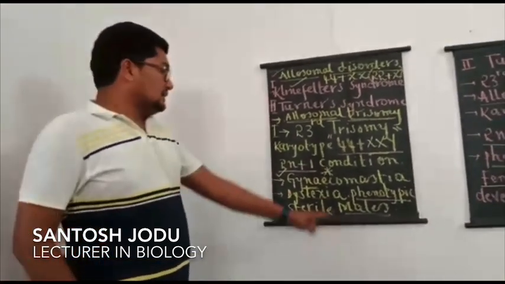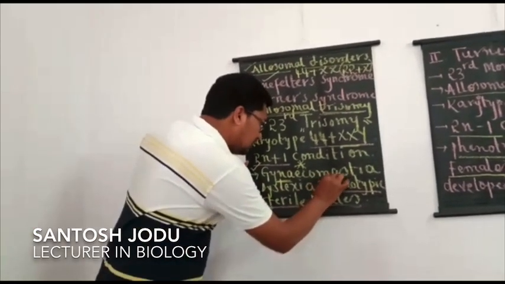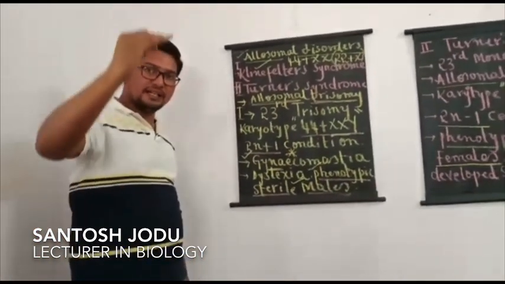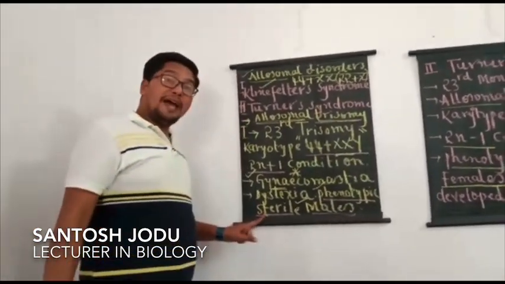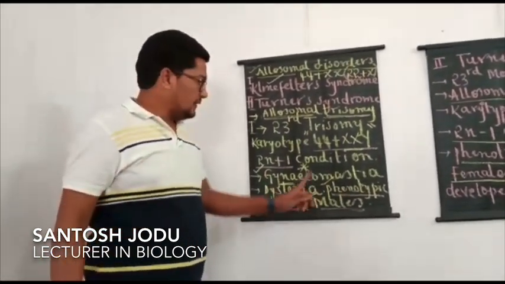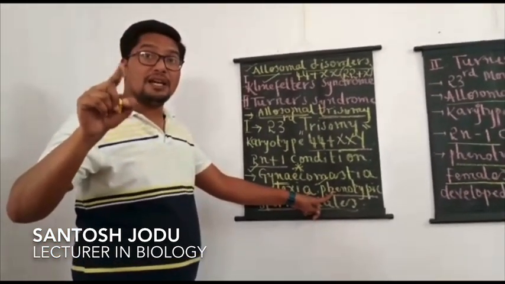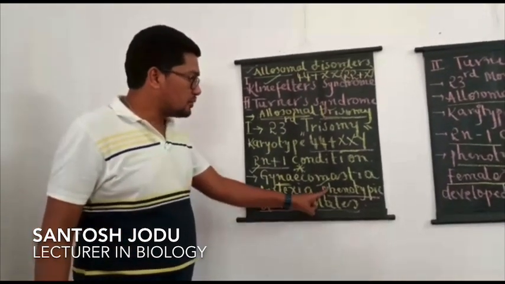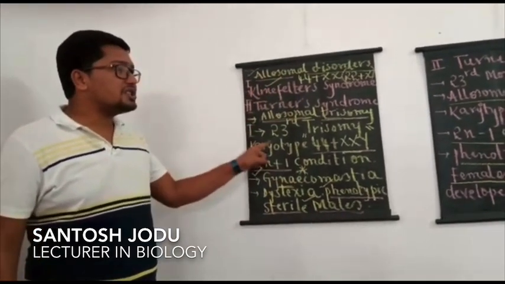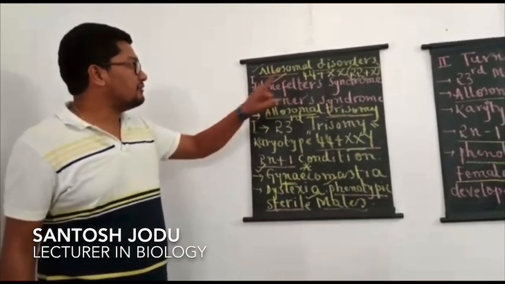And finally, the babies born with Klinefelter syndrome are phenotypic sterile males. Means their physical appearance is like a male, but they do not have functional testes. So they cannot produce sperms. They are phenotypic males, but with rudimentary or non-functional testes. That's why I have used the word phenotypic sterile males. And this condition was reported by Dr. Klinefelter. Named after him, it is called Klinefelter syndrome.